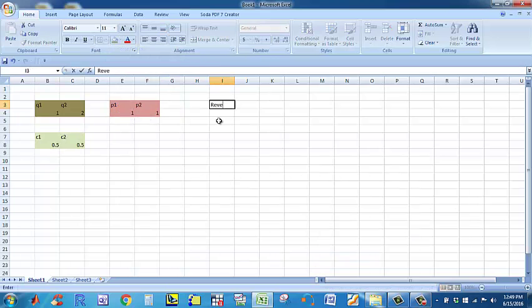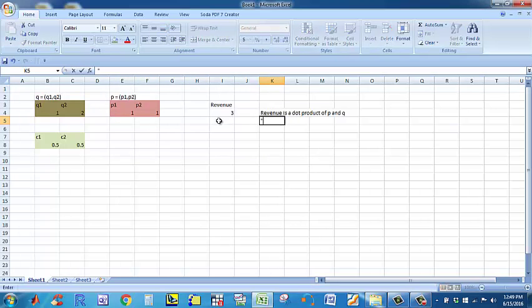So, note that revenue is basically equal to P1 times Q1 plus P2 times Q2. In other words, revenue is a dot product of two vectors P and Q, where Q is equal to Q1 comma Q2 and P is equal to P1 comma P2.